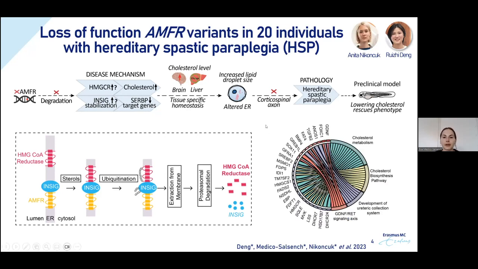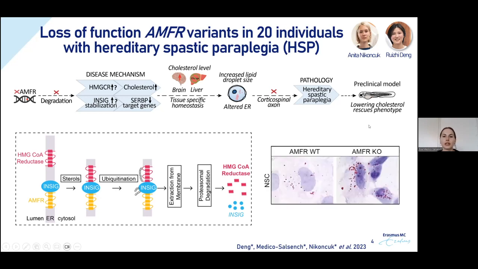We performed RNA sequencing in our neuronal stem cells, and in our AMFR knockout cells, we saw that there are downregulated several cholesterol pathways, such as cholesterol metabolism or biosynthesis. Additionally, if we perform a neurostaining that stains for the lipid droplets, those are the ones that you can see in the red dots, our knockout cells have a higher and bigger lipid droplet size, as well as altered endoplasmic reticulum. And this leads to the dysfunction of the corticospinal tract, leading to hereditary spastic paraplegia.